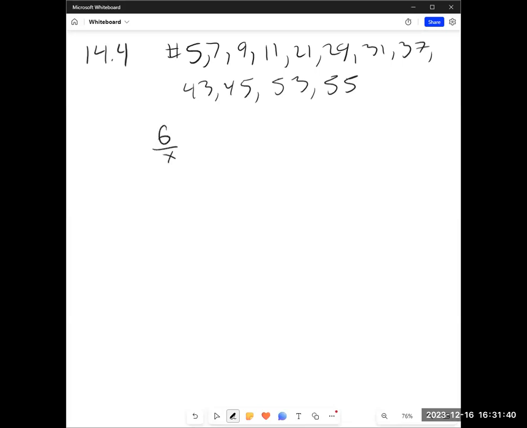6 over x plus 7 over 2x squared. My LCD is going to be 2x squared. I multiply by 2x over 2x to make a common denominator and get 12x plus 7 over 2x squared. And I'm done. That's how I would add those. There's no more simplification to be done because there's not a common factor in the top that would cancel with a common factor in the bottom.